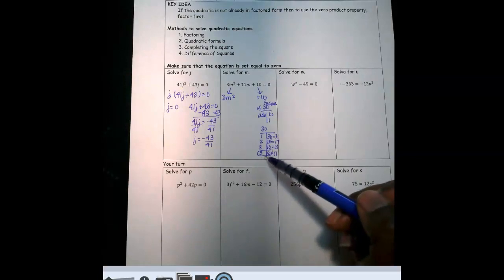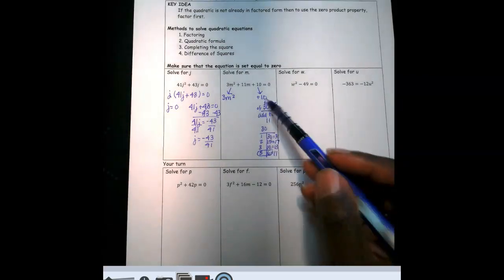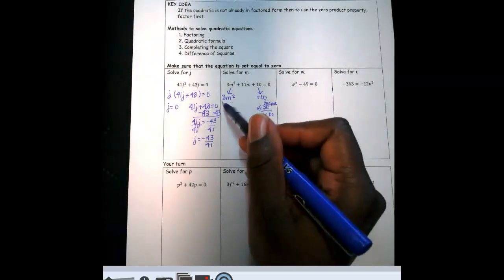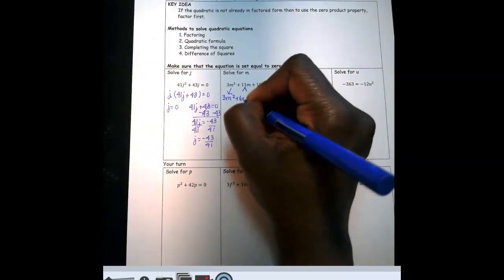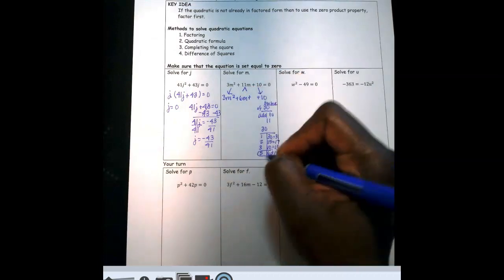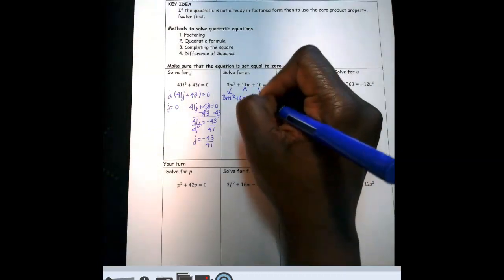Now, I could put them in this order. I could put plus 5m plus 6m, but that would leave me with some fractions, and not that I don't like fractions, but if they're not necessary, then we don't want to create them. So what I'm going to do is put the 6 with the 3, because I know 3 goes into 3 and it goes into 6, and I'm going to put the 5 with the 10. So I'm going to split this middle term, the 11m, into 5 and 6. So I've got plus 6m plus, because these are positive, 5m.